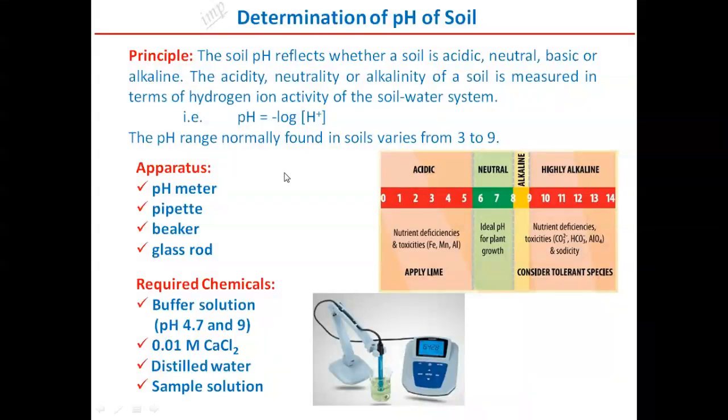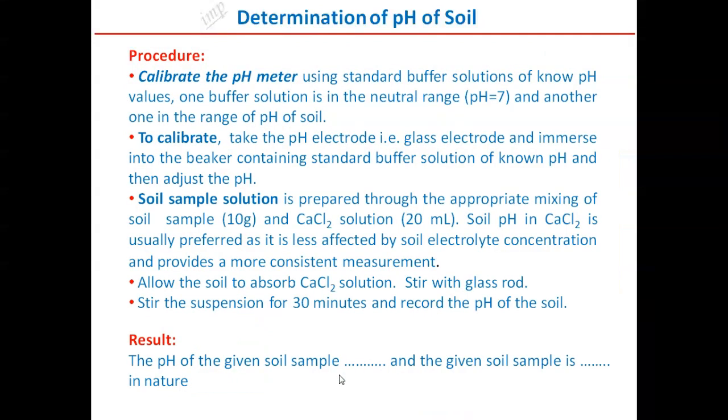We will see the principle, apparatus, chemicals required, and the procedure. Here we need a method, that is determination of pH of the soil using a pH meter. The apparatus are a pH meter, pipette, beaker, and glass rod. The chemicals required are buffer solutions. You can see here this is a pH meter, and we have buffer solutions of pH 4, 7, and 9. Next are 0.01 molar calcium chloride solution, distilled water, and sample solutions. So these are the required chemicals. We'll see the procedure now.